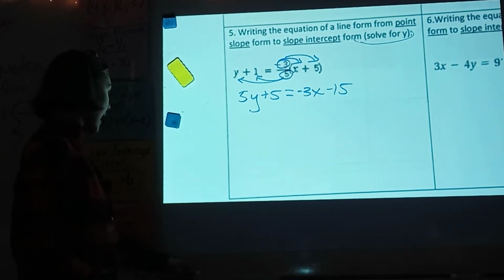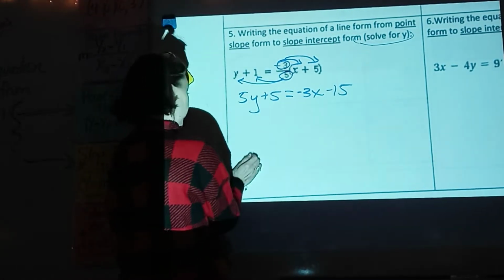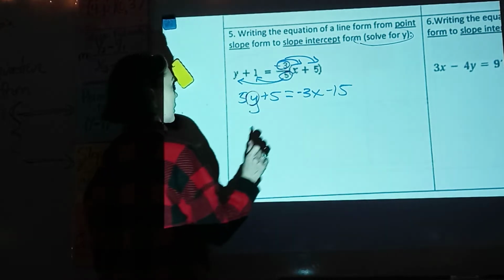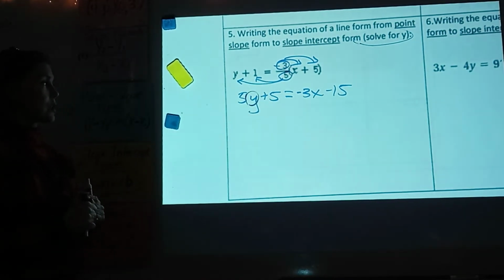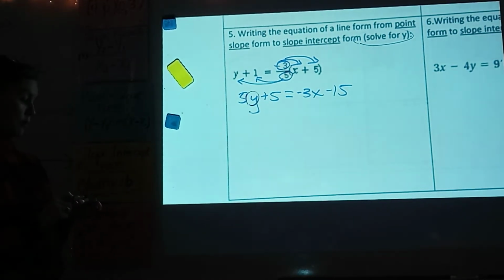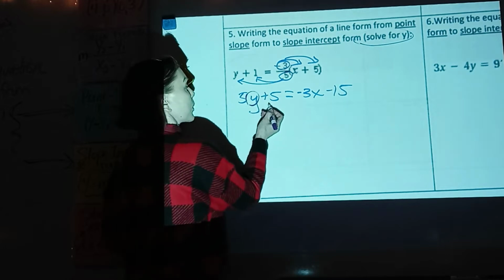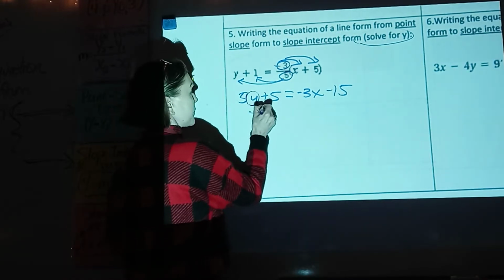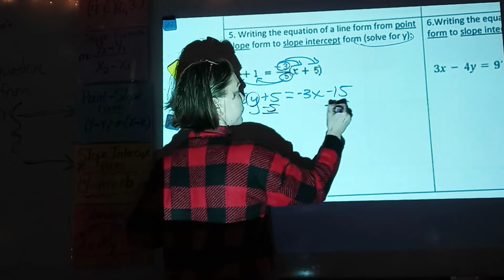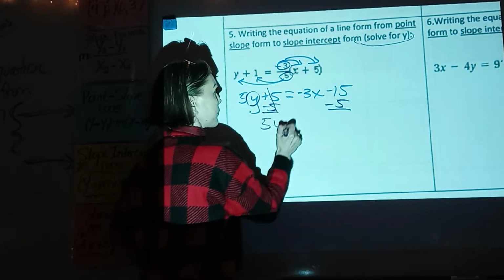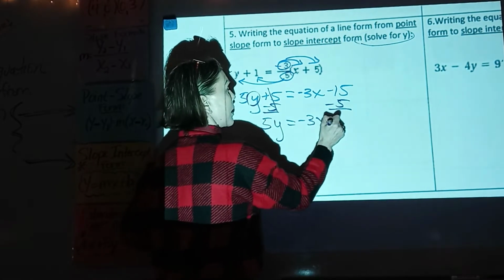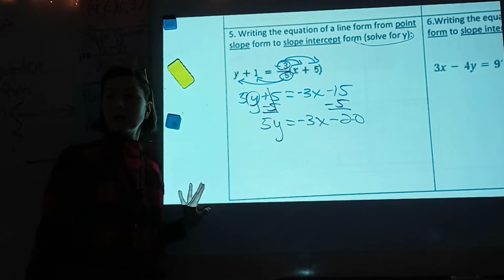Okay? Now go ahead and circle the y because we're solving for y. Okay? So in order to get that y all by itself, we have to move both 5s, this 5 and this 5, to the other side of the equal sign. So what's the opposite of a +5? -5. So we're going to subtract 5 from both sides. Bring down your 5y equals -3x minus 20.